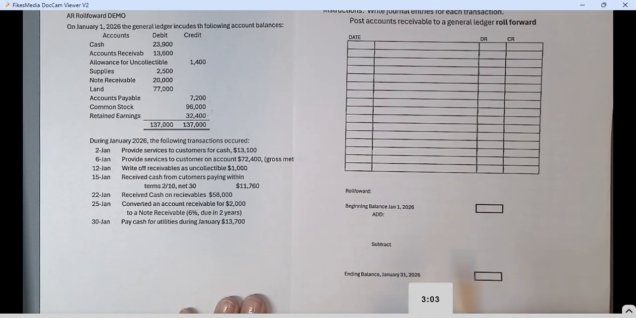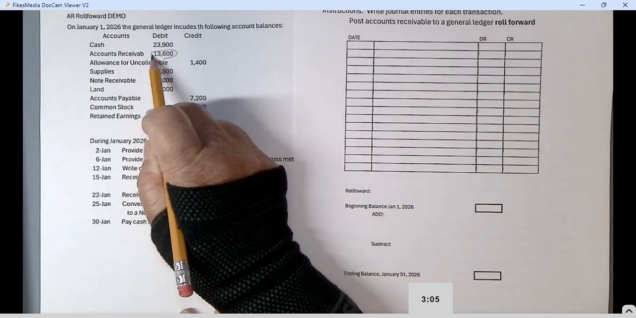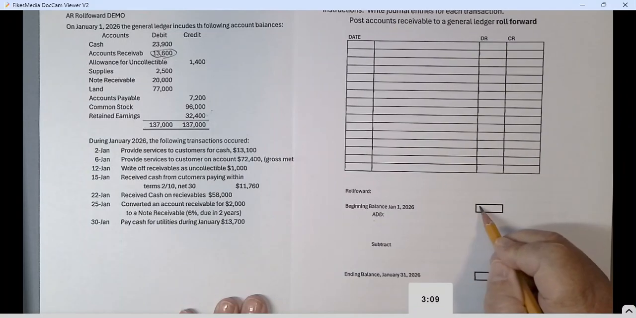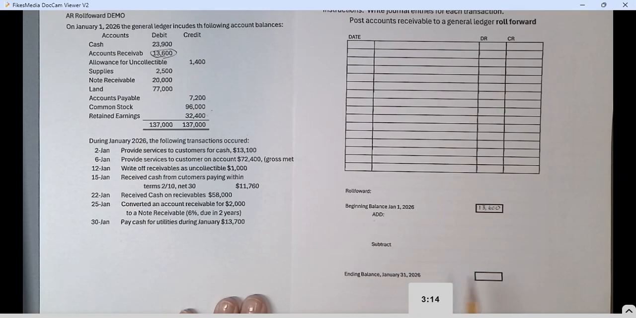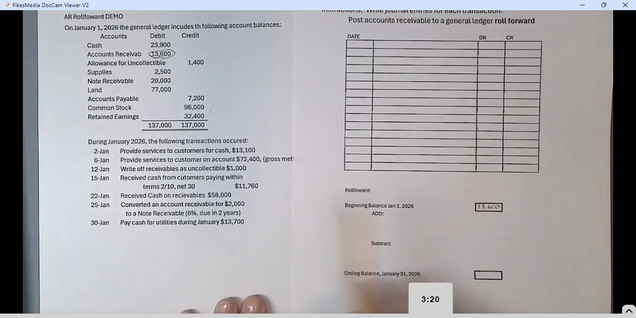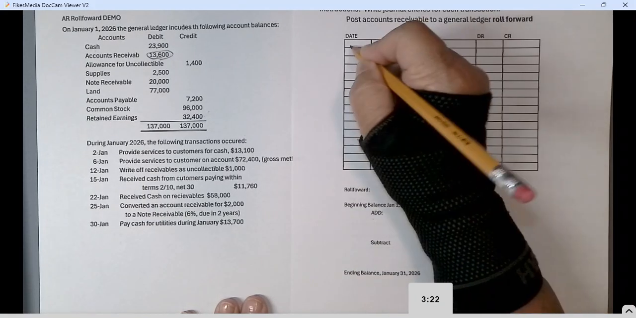So let's begin. First, we take a look at our accounts receivable balance, and we look at our trial balance for that, and I have 13,600. Okay, so that's my beginning balance that I know. Then I have these transactions that go into it. So let's do these journal entries.